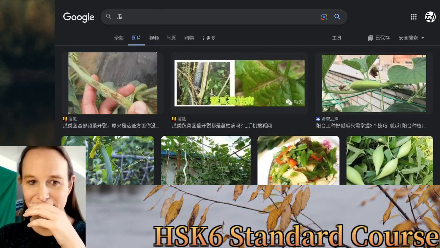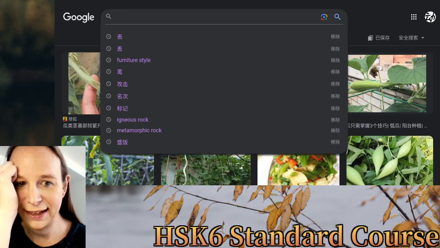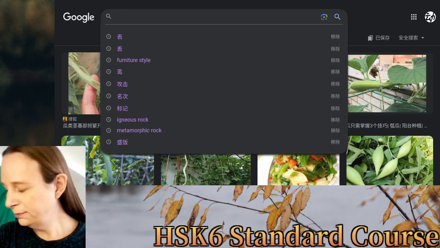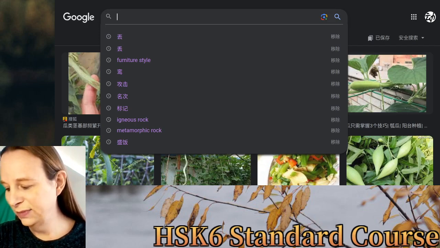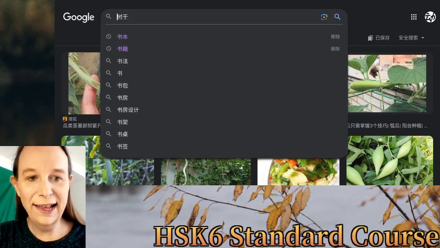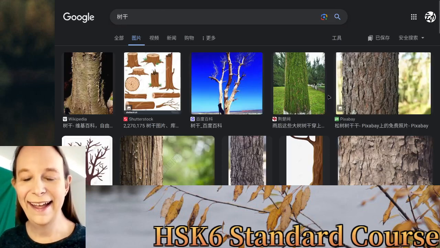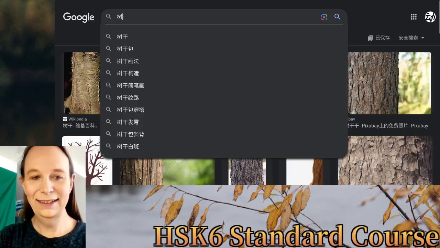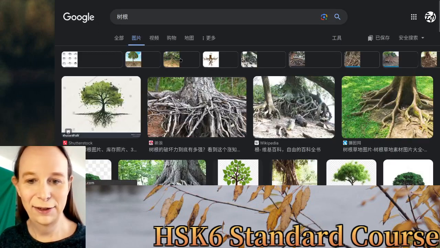Okay, so the other, no, gen is root, right? That's underground. I said the wrong thing. What was I thinking? Yeah, okay, shu gan, take it again. Shu gan is its trunk, right? Shu gen is the roots, they're underground.